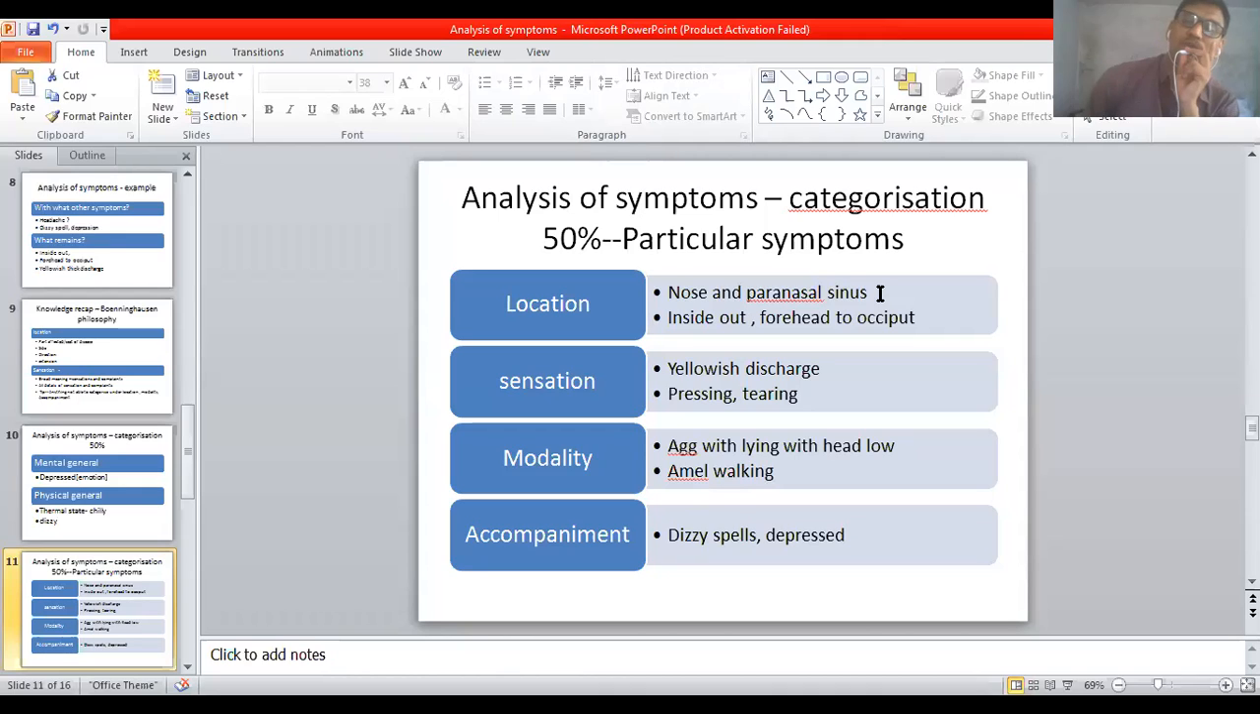No, I will give the answer. The question is good. Why have we not written head as a location? We have written paranasal sinuses as a location. And remember, what is the meaning of location? Seat of disease.